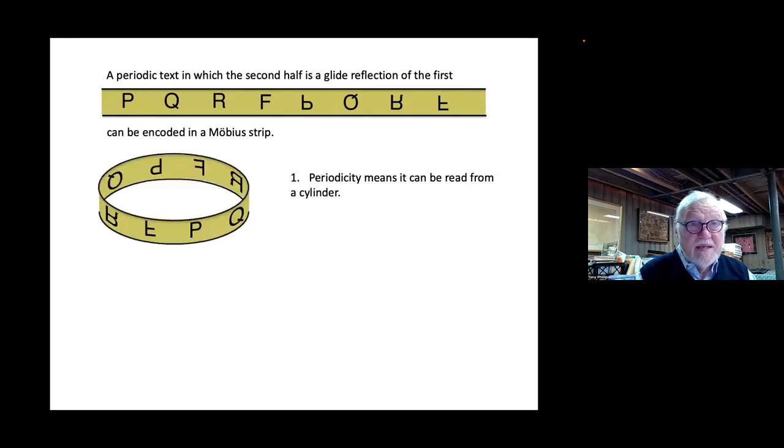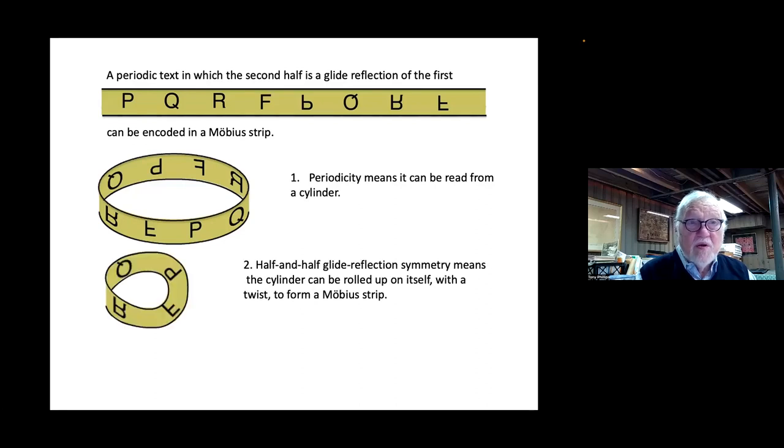The periodicity means it's really on a cylinder. And then because of the glide reflection, you can roll this cylinder up on itself with a twist to form a Möbius strip. So here, for example, you would start with P, Q, R, F, and then upside down P, upside down Q, etc. Here you can imagine starting P, Q.